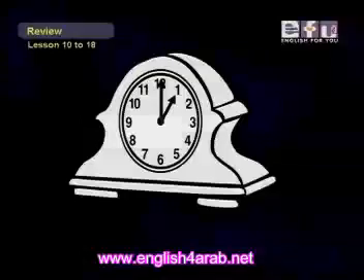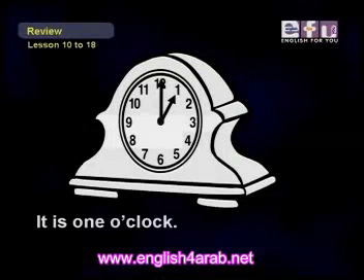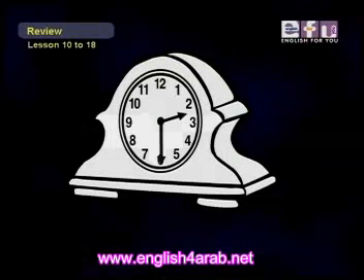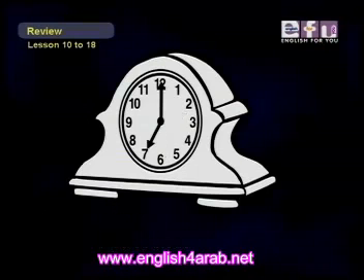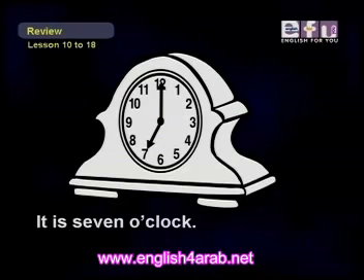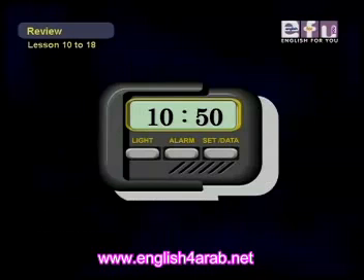So, Ali, what time is it? It's 1 o'clock. Good. Now the next one is for Susan. Susan, what time is it? It is 2:30. Yes, it's 2:30. Okay, Isabel, the next one is for you. What time is it? It's 7 o'clock. Yes, it's 7 o'clock. Okay, now let's look at some digital clocks.